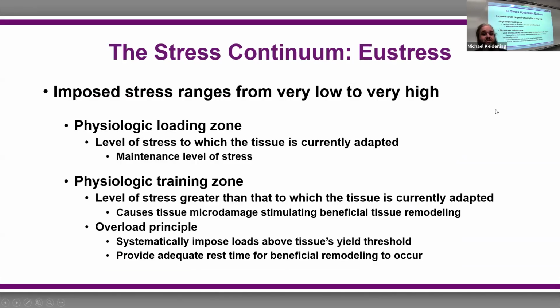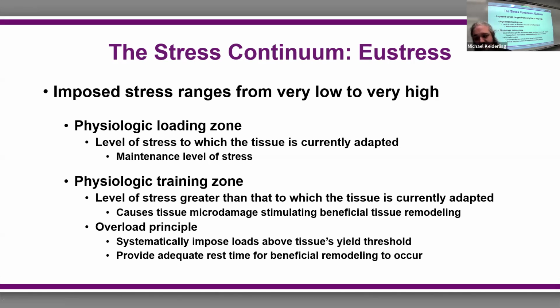So imposed stress ranges from very low to very high. The physiologic loading zone is the level of stress to which the tissue is currently adapted. This is a maintenance level of stress, while in the physiologic training zone, the level of stress is greater than that to which the tissue is currently adapted. This causes tissue microdamage, stimulating beneficial tissue remodeling. So the idea is that this uses the overload principle, where you systematically impose loads above the tissue's yield threshold, and you need to provide adequate rest time for beneficial remodeling to occur.